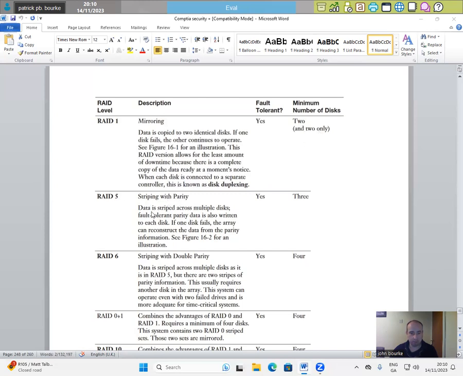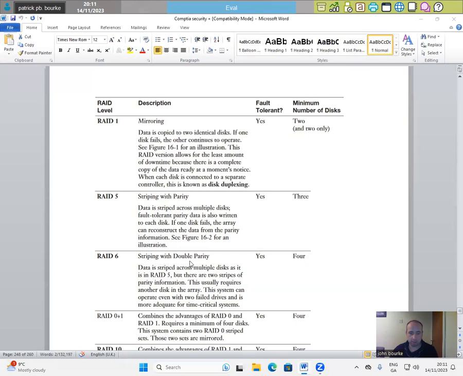Fault tolerant: yes. Number of disks: 2, and 2 only. RAID 5, striping with parity. Data is striped across multiple disks. Parity data is also written to each disk. If one disk fails, the array can reconstruct the data from the parity information. See figure 16.2 for an illustration. Fault tolerant: yes. Number of disks: 3.